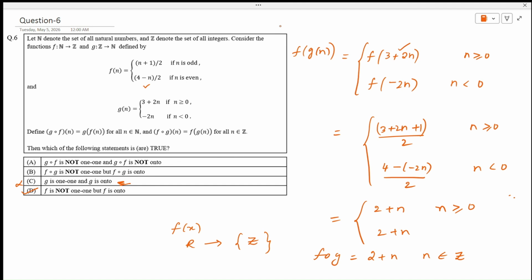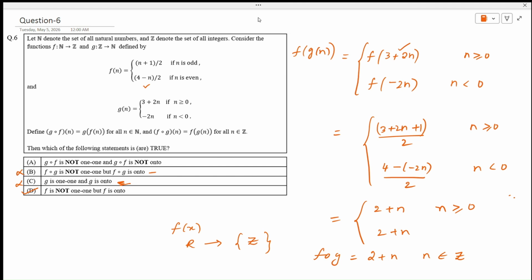But for f, we just require natural numbers and we are getting all integers, right? Are we getting all integers? No, we are not getting all integers because f of g has its domain as natural numbers. So if we substitute natural numbers, we are going to get only natural numbers. We are going to miss all the negative numbers here. So f of g is not onto. So option B is wrong.